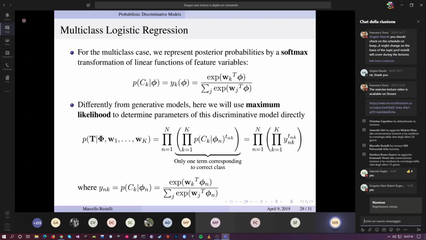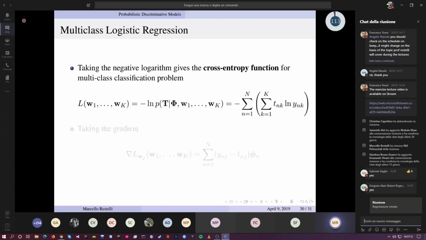So how to optimize this likelihood? Actually, exactly as we did for the two-class case. So we take the negative log likelihood, and we have that the two products become two summations. And so we have a minus the summation over the samples, and then we have the summation over the classes of the expression that we find here. If you take the gradient of this negative log likelihood, you get this case.